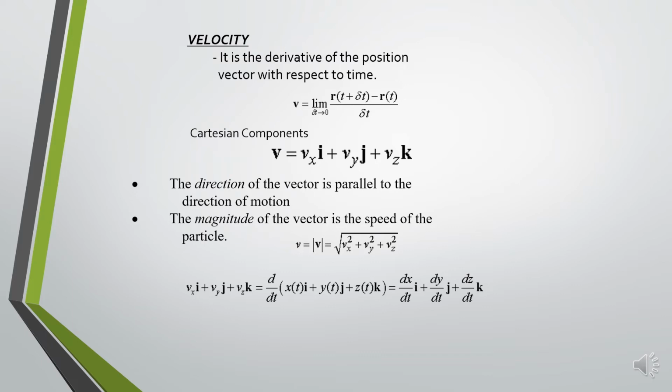Then this is equal to the derivative of x with respect to time i plus the derivative of y with respect to time j plus the derivative of z with respect to time k. And so the equation for each velocity component is vx is equal to dx/dt, vy is equal to dy/dt, then vz is equal to dz/dt.